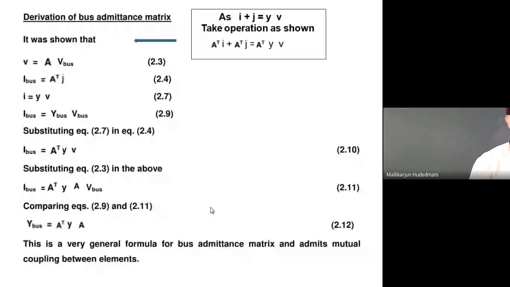Yes, derivation of the bus admittance matrix by the singular transformation method. The derivation begins like one of the methods we have seen, Y bus by inspection method. The rule of inspection was seen in the earlier interaction. So here is another method of obtaining the system admittance matrix.